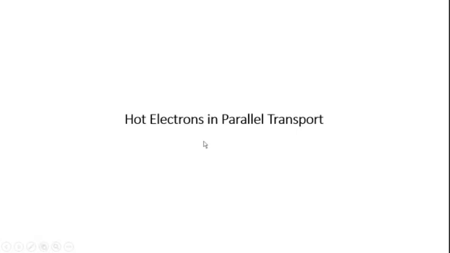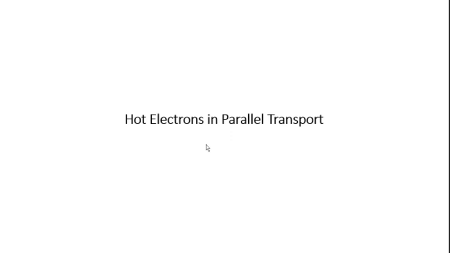Dear students, in the last class, we discussed the parallel transport of electrons in 2D nanostructures and the different scattering mechanisms of electrons in the parallel transport. Today, we are going to discuss the parallel transport of hot electrons in the quantum wells of 2D nanostructures on the application of an electric field.